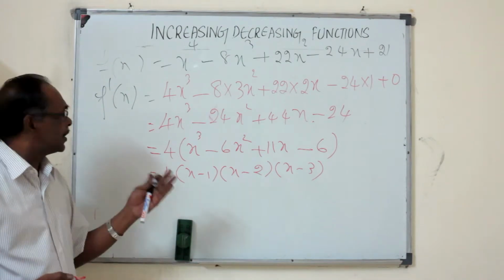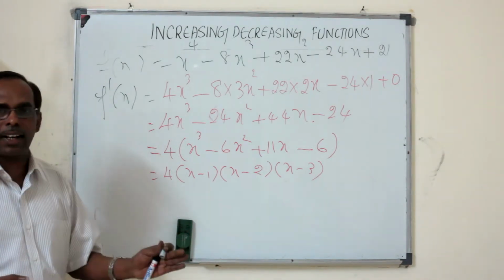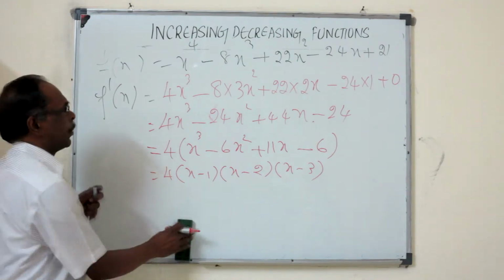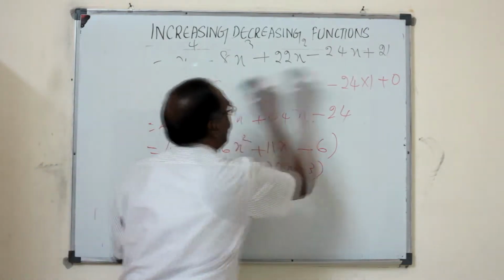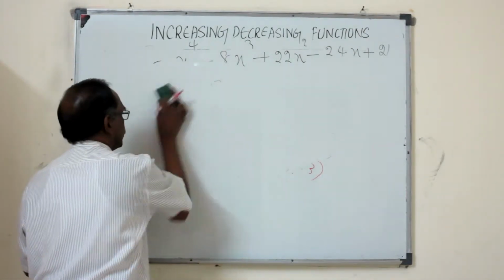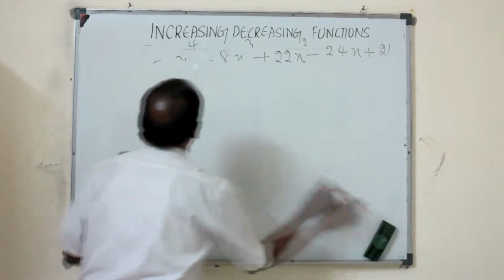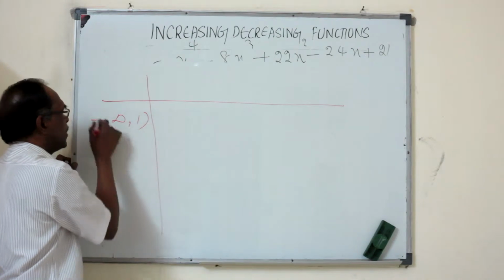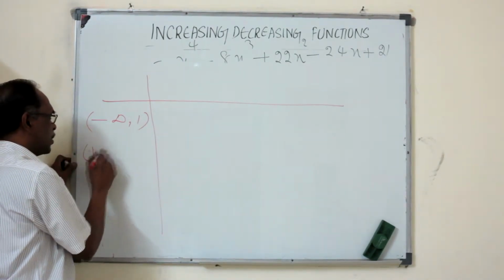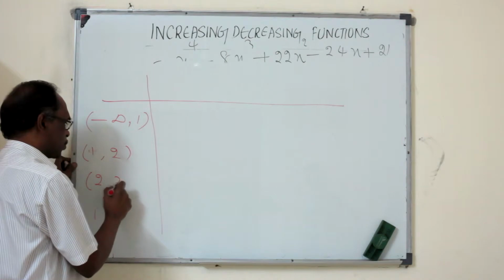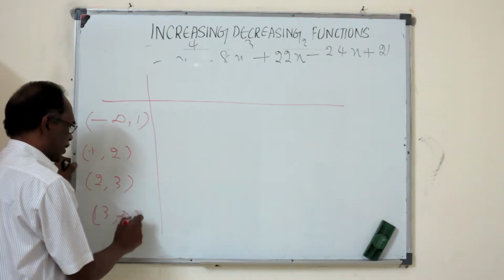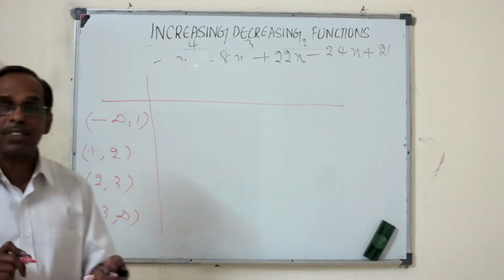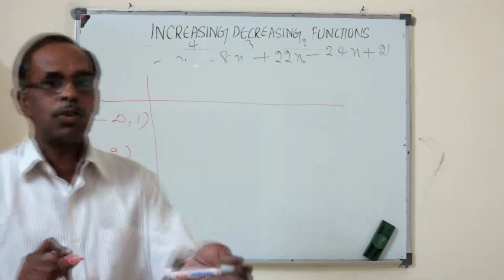So now we are going to check whether this particular function is increasing or decreasing in the intervals which we found. What are the intervals we found out? Now I am going in table form. So these are the intervals: one is minus infinity comma 1, the other one is 1 comma 2, the other one is 2 comma 3, the other one is 3 comma infinity. In which interval the function is increasing and in which interval the function is decreasing, how are you going to find out?